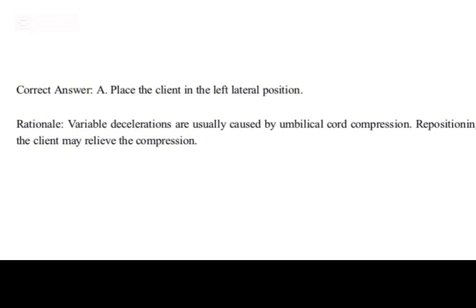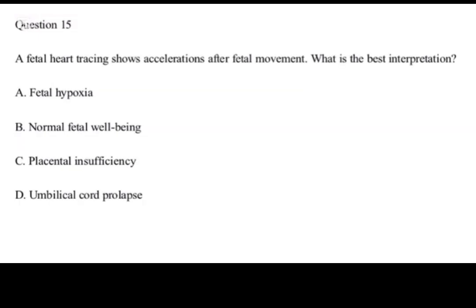Rationale: variable decelerations are usually caused by umbilical cord compression. Repositioning the client may relieve the compression. Question 15. A fetal heart tracing shows accelerations after fetal movement. What is the best interpretation?